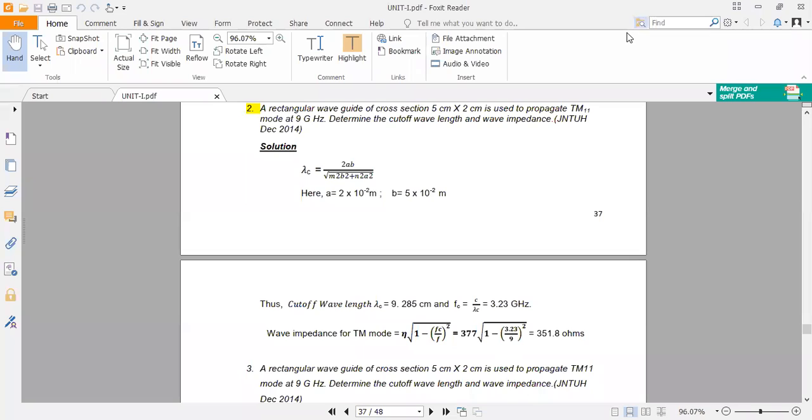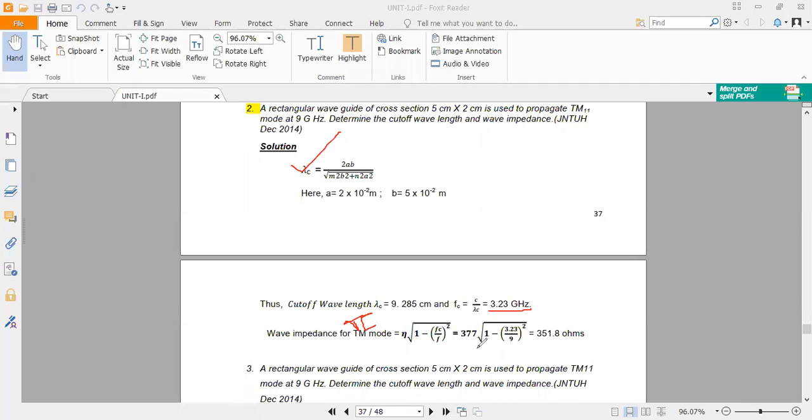Yes. 377 by... Only thing is, if it is TE, lambda C doesn't change, because the expressions for lambda C and FC are the same for TE as well as for TM. So you are going to get FC equal to 3.23 gigahertz. What are the changes if I want to do it for TE? Where do I need to change this problem? I need to change eta by. So 377 by, that's what we have done in the derivation. Yes or no? Okay. Understood?